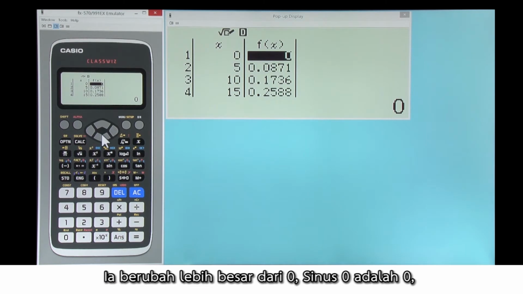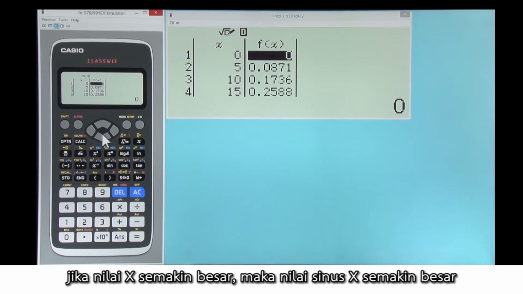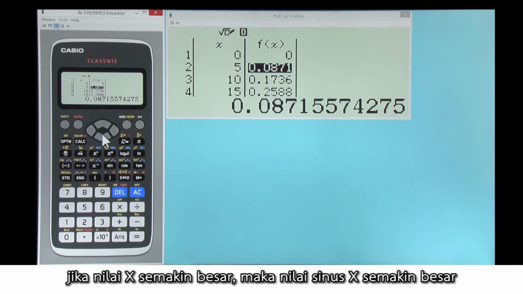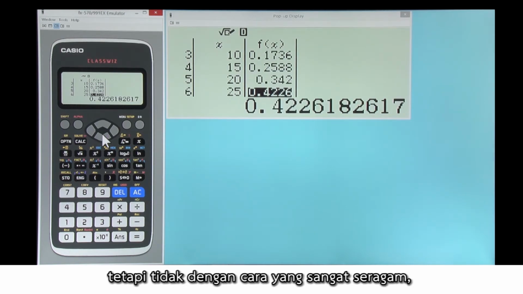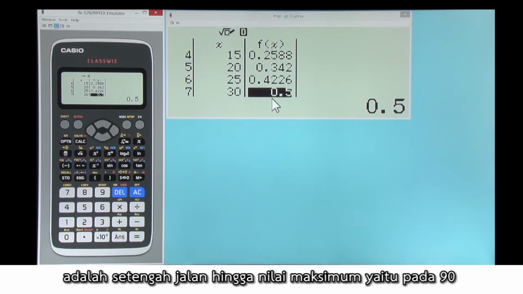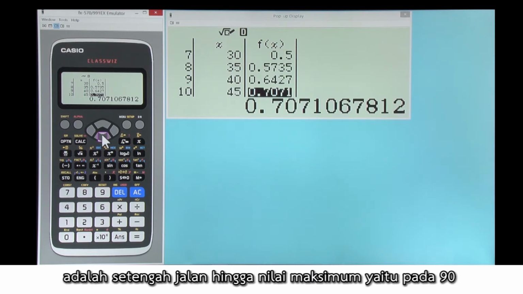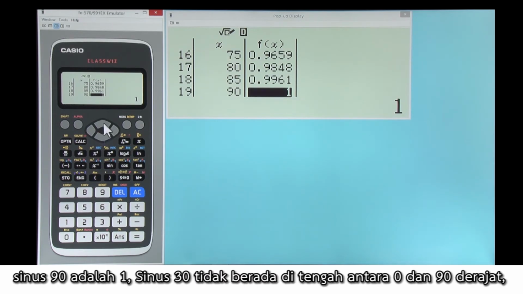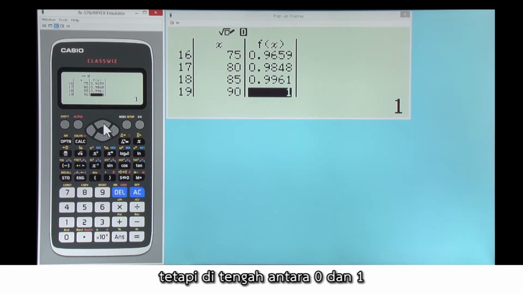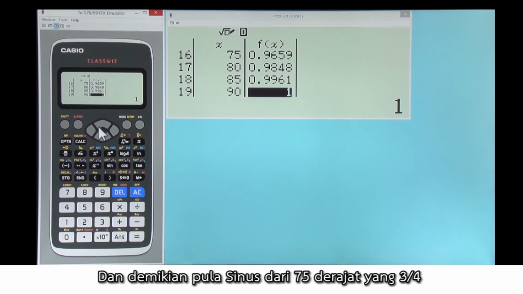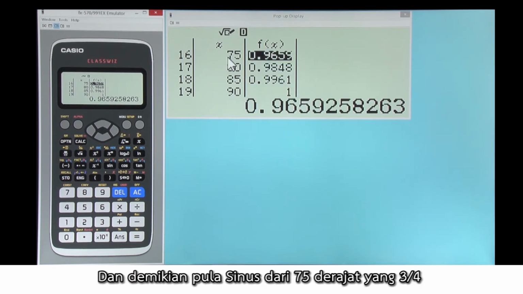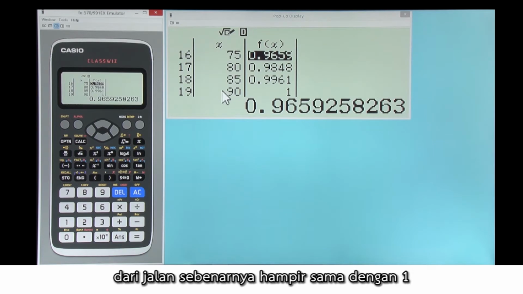So they get larger from 0, the sine of 0 is 0, as x gets larger the sine gets larger, but not in a very uniform way. So you can see that sine of 30 is halfway up to the maximum value, which is at 90. The sine of 90 is 1. The sine of 30 is not halfway between 0 and 90 degrees, but it's halfway between 0 and 1. And similarly, the sine of 75 degrees, which is 3/4 of the way, is actually almost the same as 1.